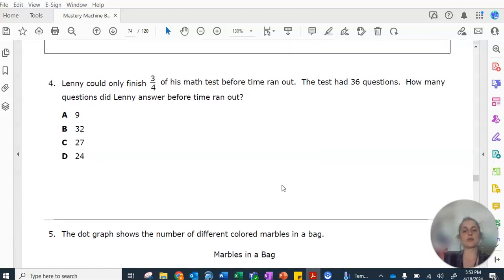Lenny could only finish 3/4 of his math test before time ran out. The test had 36 questions. How many questions did Lenny answer before time ran out? So 3/4 represents a part out of a whole. So for every 4 questions that were on the test, he was able to answer 3 of them. You need to decide, is 36 the part that he answered or the total number of questions on the test? Because if it's the part that he answered, you're going to write it on the top. And if it's the total number of questions on the test, you're going to write it on the bottom. And then wherever you put it, you're going to find a scale factor and figure out what the missing number is.